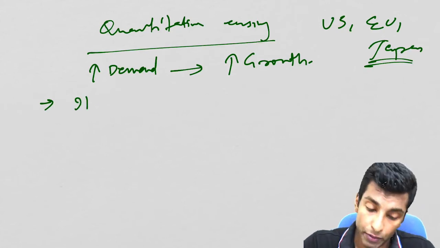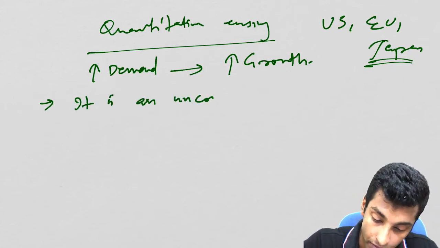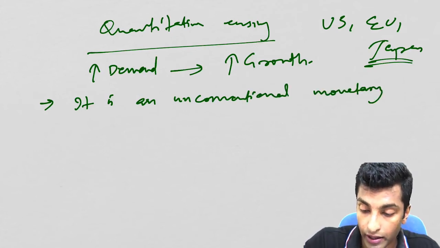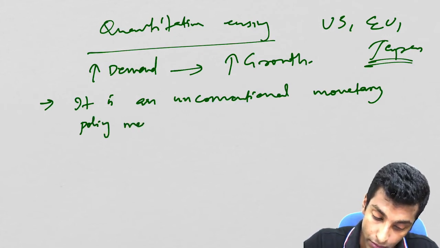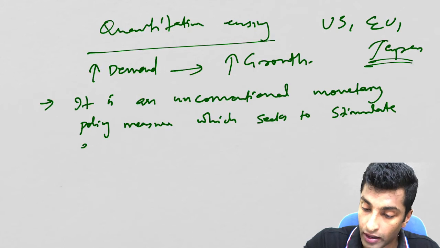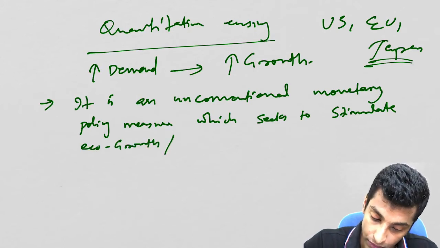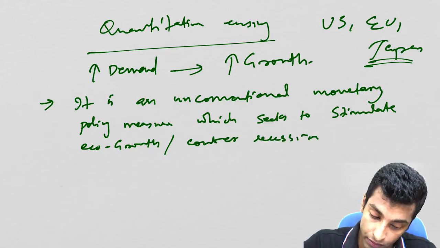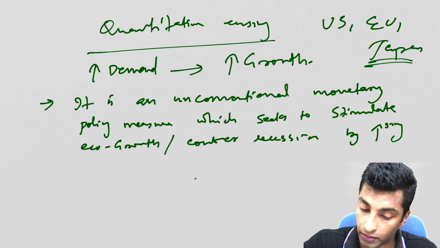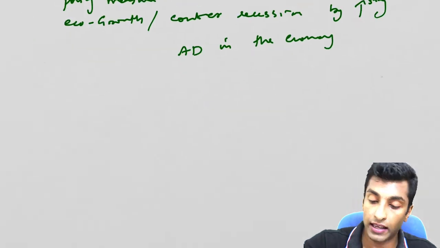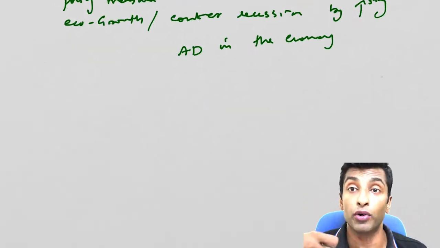It is an unconventional monetary policy measure which seeks to stimulate economic growth or to counter recession by increasing aggregate demand in the economy. So it is basically to stimulate growth or to control recession by promoting demand.